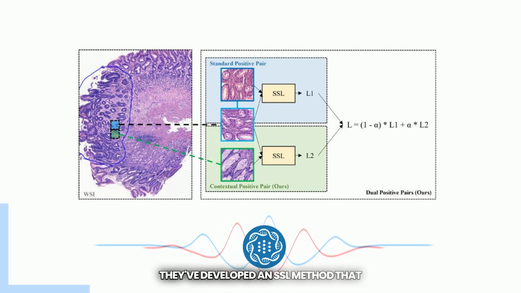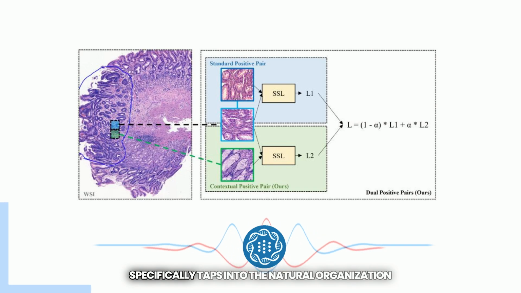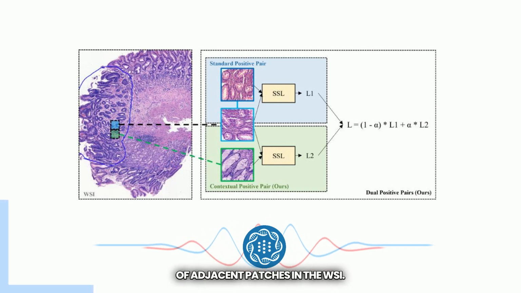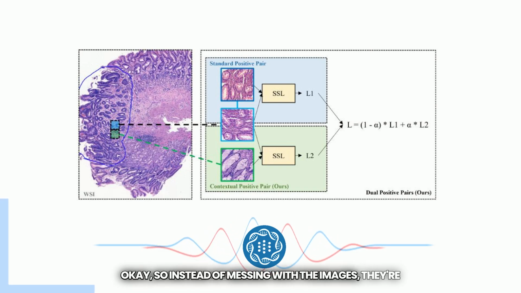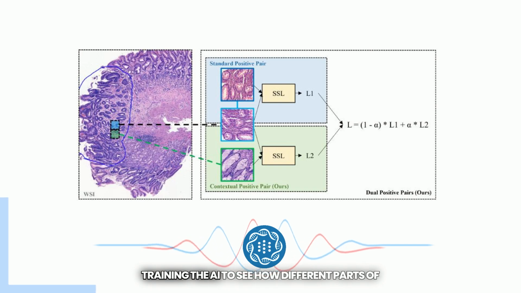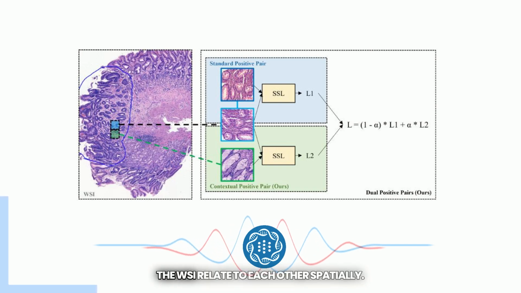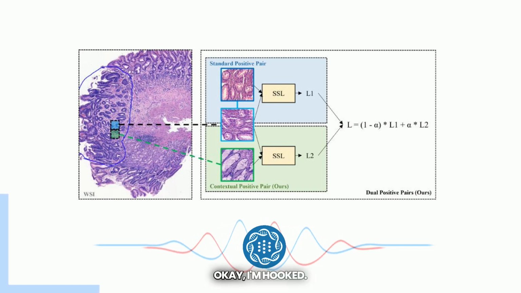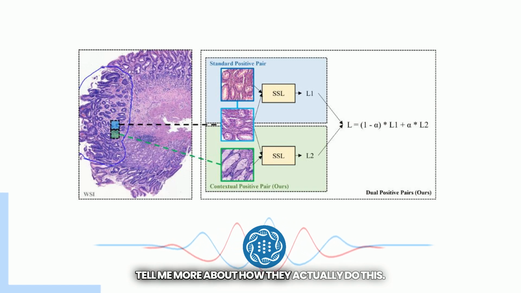They've developed an SSL method that specifically taps into the natural organization of adjacent patches in the WSI. So instead of messing with the images, they're training the AI to see how different parts of the WSI relate to each other spatially. It's all about understanding context. Okay, I'm hooked. Tell me more about how they actually do this.